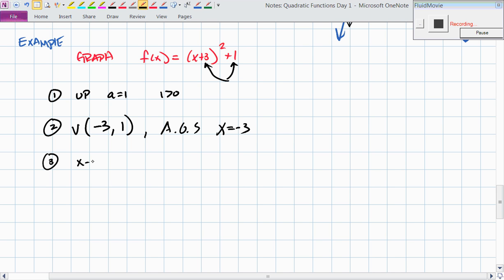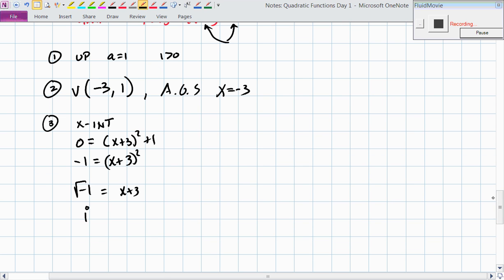Number 3, I'm going to get the x-intercepts. And I'm going to get the x-intercept by letting y equal 0. So essentially I'm going to say 0 is equal to x plus 3 squared plus 1. So negative 1 is equal to x plus 3 quantity squared. Take the square root, negative 1 equals x plus 3. Holy cow, I get an imaginary solution. What does that mean for us? That means for us, there is no real x-intercept. No real x-intercept because I'm getting an imaginary solution when I try and solve this.